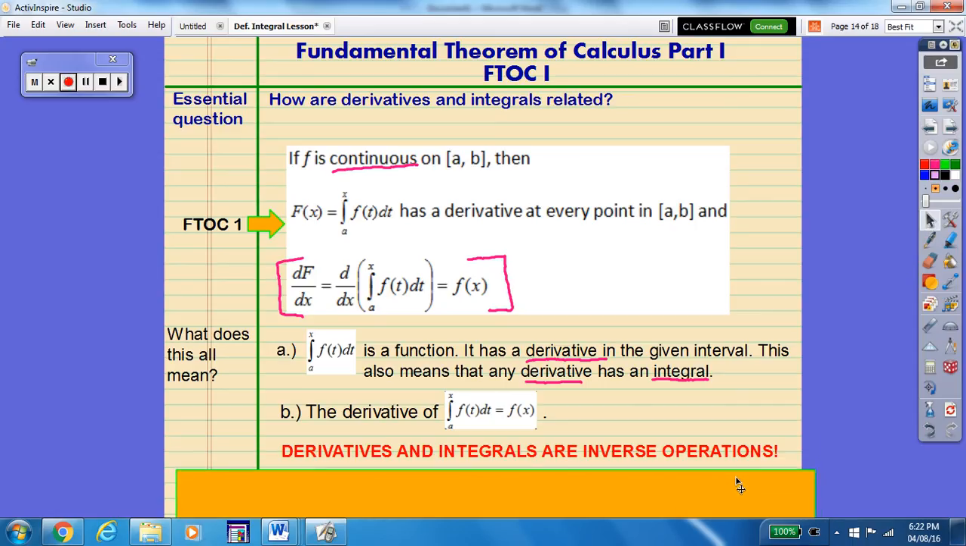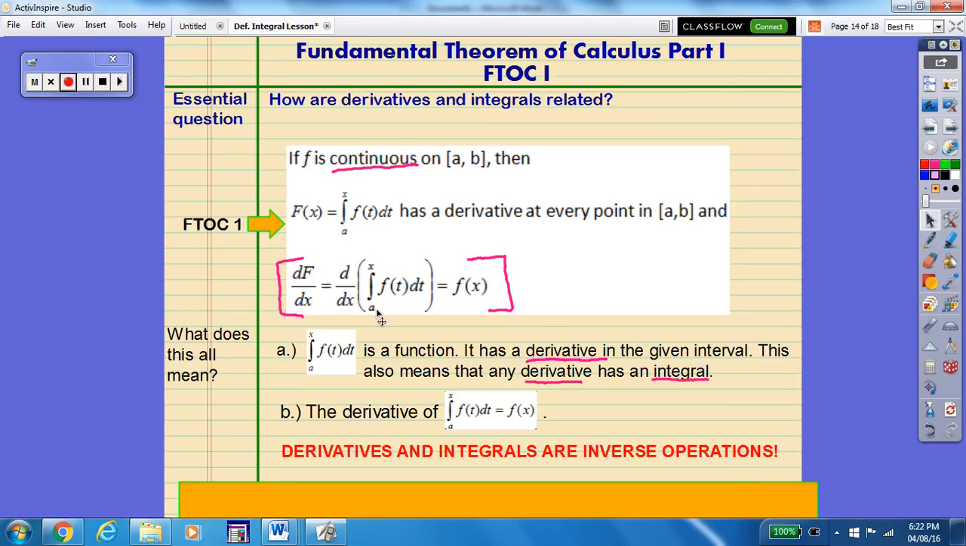So what does this all mean for us? Derivatives and integrals are inverse operations. That's what this whole thing really means. If you take the derivative of an integral, the operations cancel, and you're left with f of x. It's like taking the square root of an x squared or squaring a square root. They undo each other, and you're left with just x.